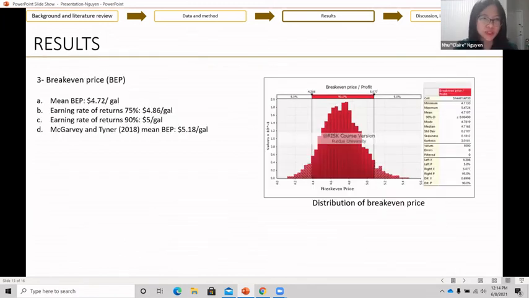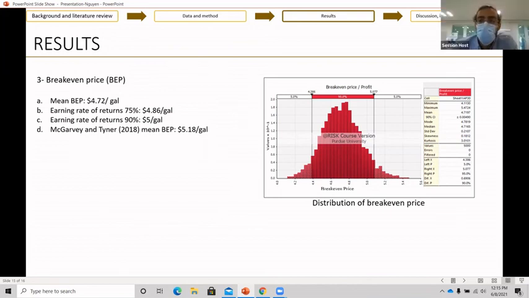And the final piece of the results is the distribution of the break-even price. So the mean break-even price for our biojet fuel is $4.72 per gallon. And it is the price that makes the probability of loss become 50%, or the probability of earning the stipulated rate of return.